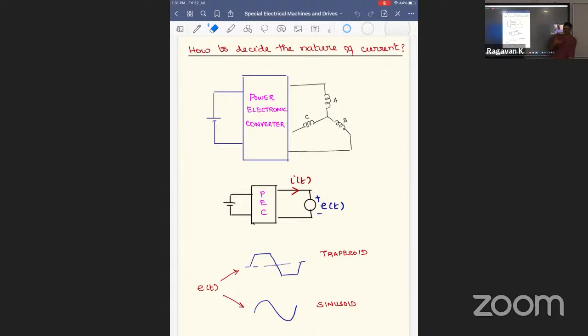Now we are going to the next level of terminology. If it is a permanent magnet rotor, but the machine is designed such that the back EMF is trapezoidal, then that particular motor is called a brushless DC motor. Suppose it's a permanent magnet and it has a sinusoidal back EMF, then that particular motor is called a permanent magnet synchronous motor.